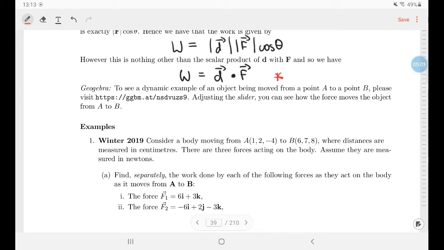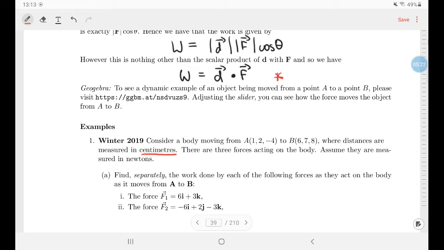Consider a body moving from this point A to point B, where distances are measured in centimeters. We're engineers, we need to be careful with units. There are 3 forces acting on the body. Assume they are measured in newtons. So find separately the work done by each of the following forces as they act on the body.